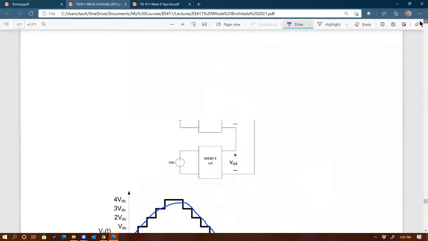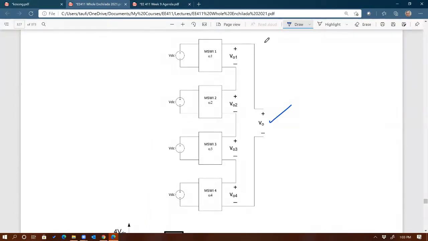You're not going to do this in real world application. In order to get multi-level, you don't do this, right? You don't want to have separate DC sources, and you want to avoid having 4 different converters to create the 4 different levels, right? That's going to be costly and not efficient at all, right?